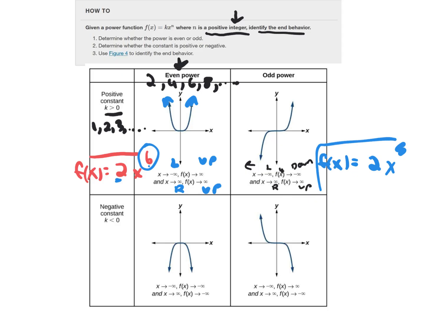Next one. This time, the number in front is less than 0. That means negative.